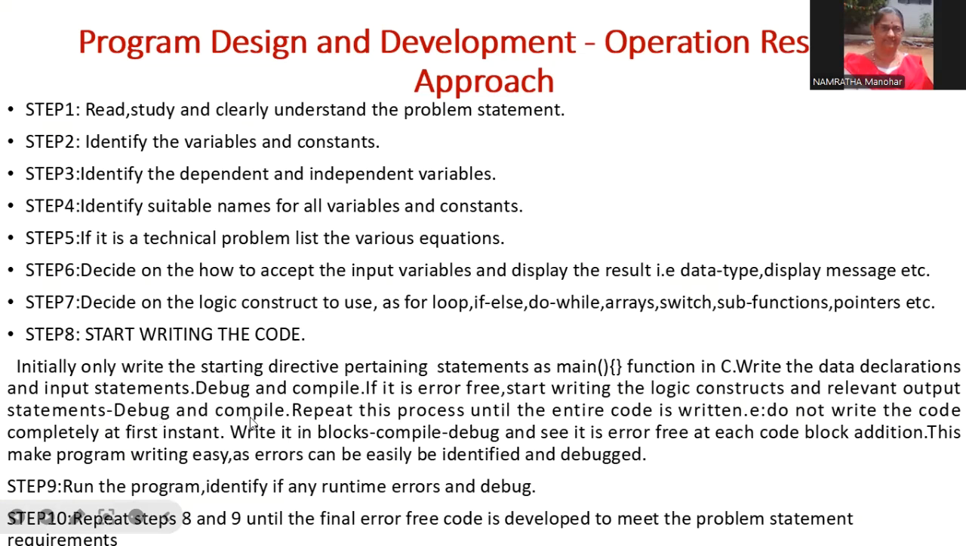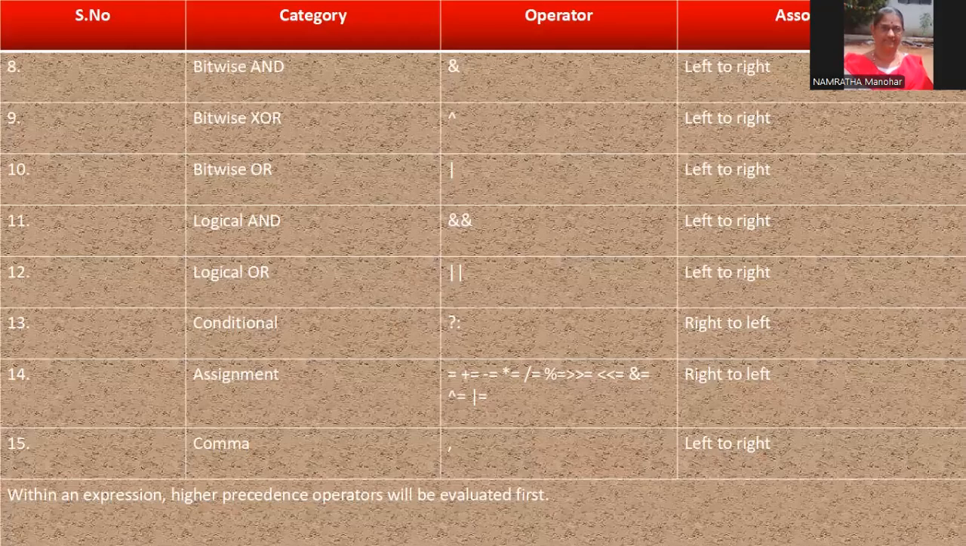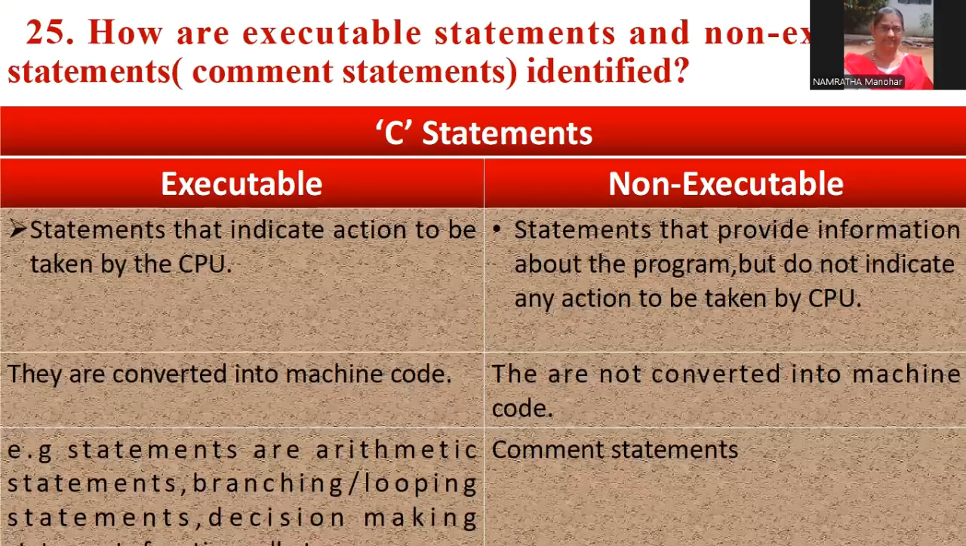Again debug and compile and see if there are any errors. So keep on repeating this process: add every few lines of code, and then keep repeating the process of debugging and compiling. Once you have corrected all the errors and completed writing the entire code and found that it is totally error-free, you can run the program, identify if any runtime errors are there, and debug. So these steps 8 to 9 are repeated until the final error-free code is developed to meet the problem statement.